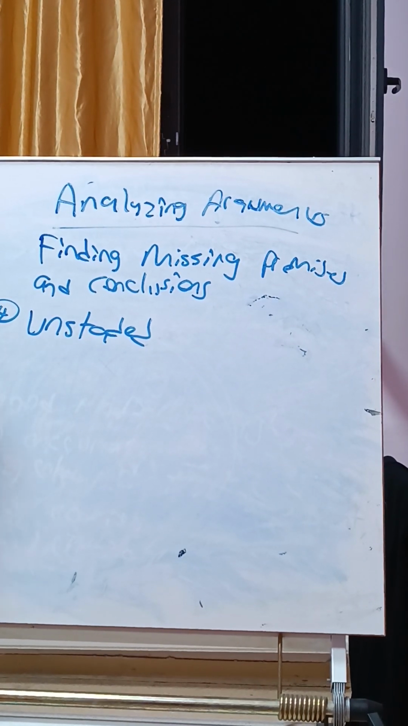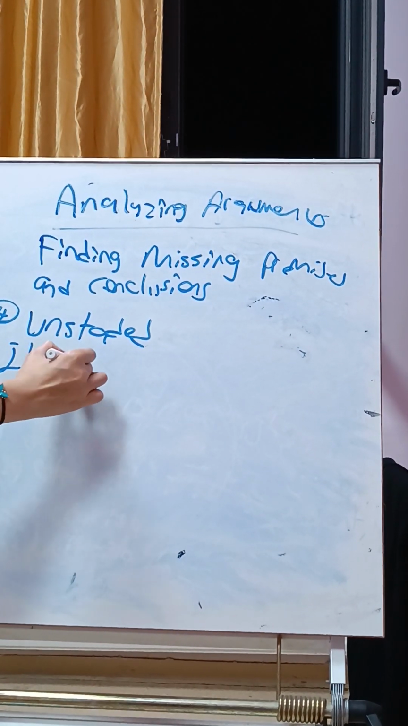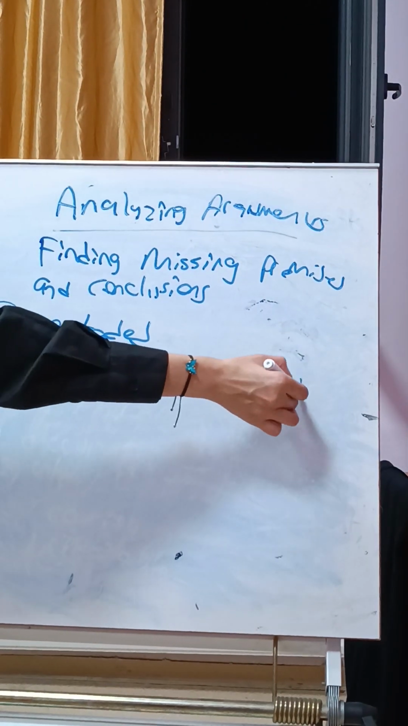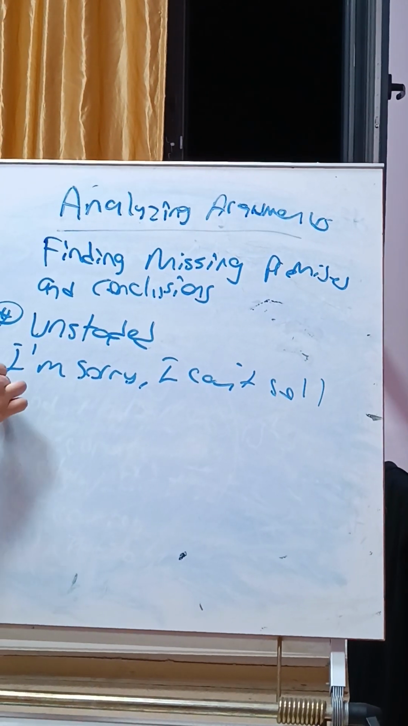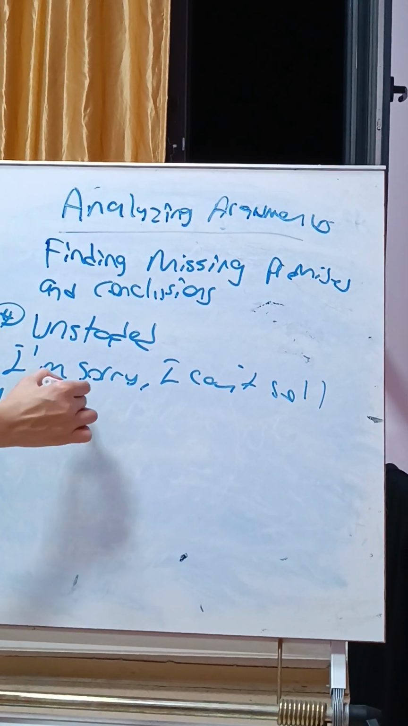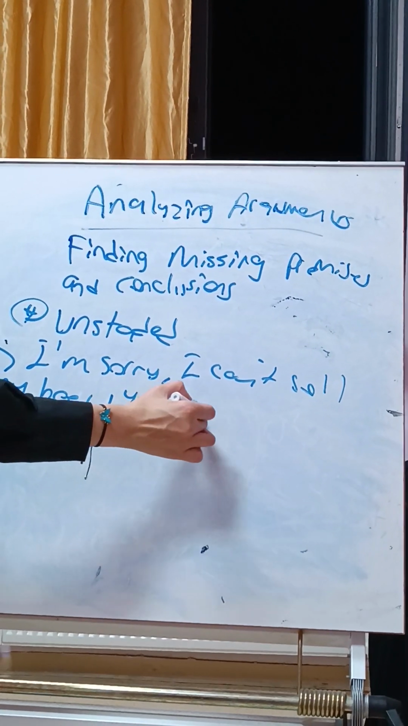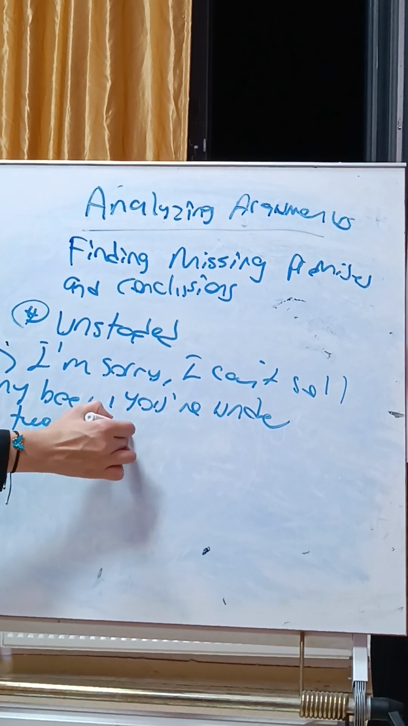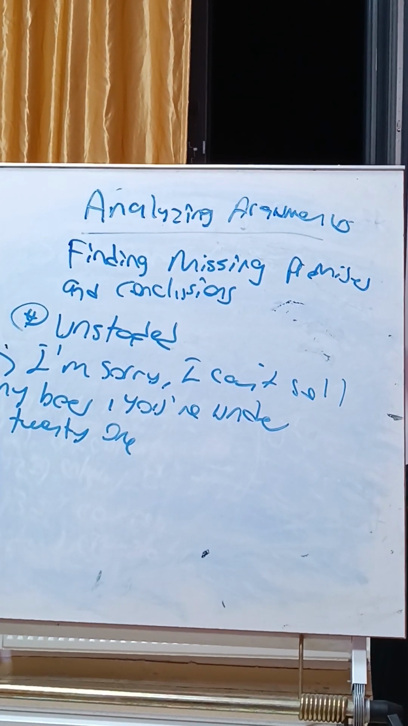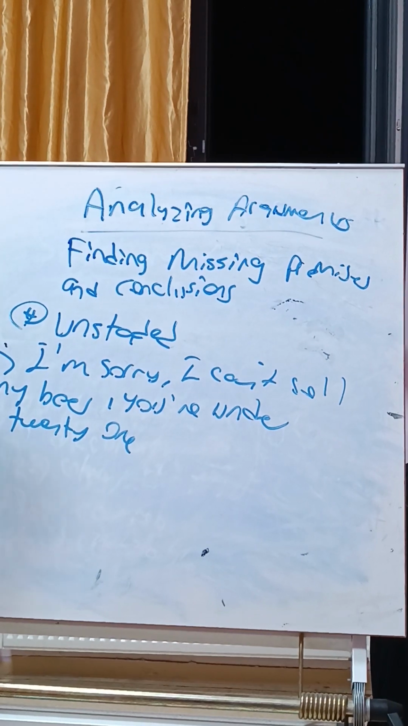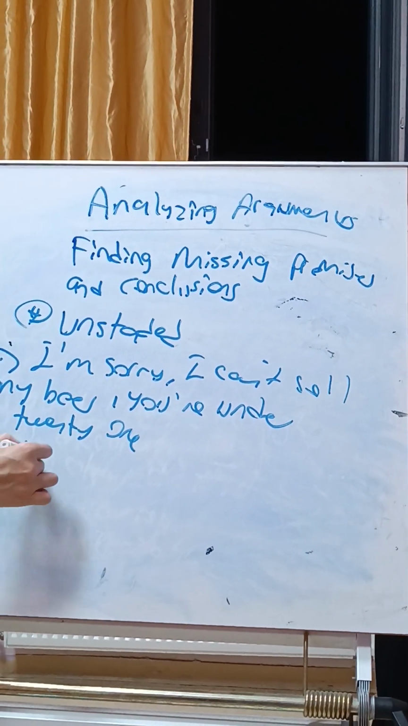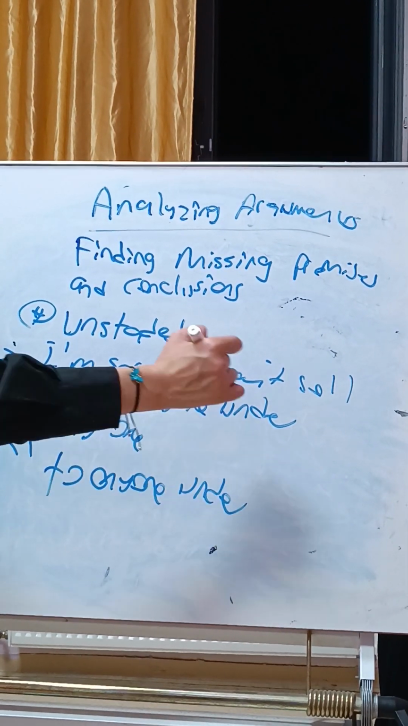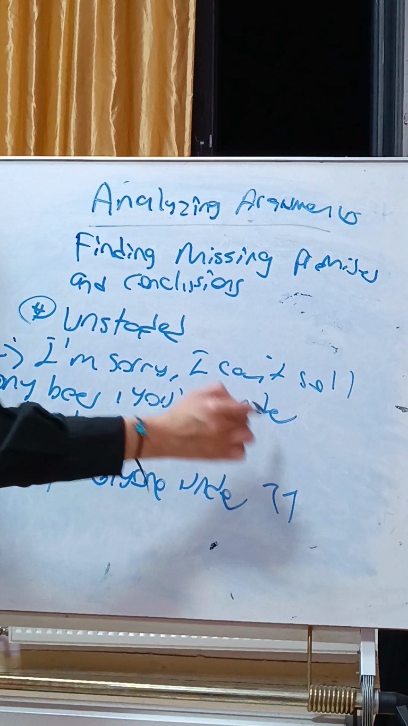a store clerk says, "I'm sorry, I can't sell any beer. You are under 21." Implied here is the premise, I can't sell beer to anyone under 21. Okay?